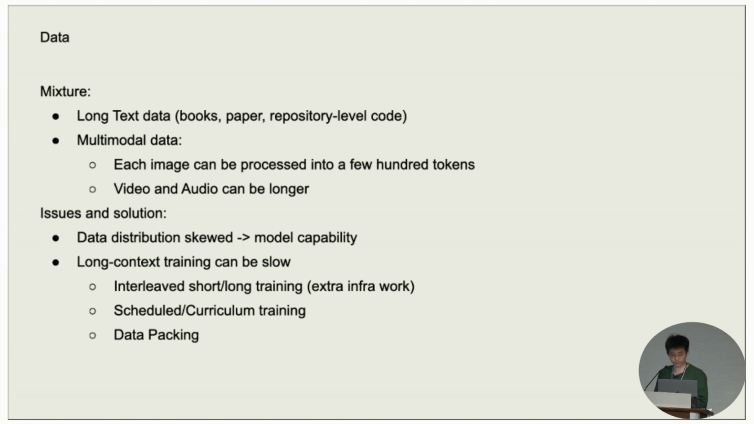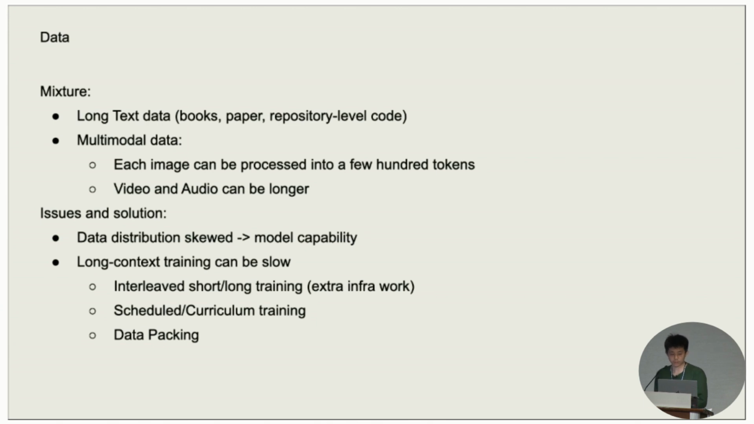So to train a long context model, usually we have 2 kinds of data. First is the long text data, which mostly includes books, papers, and also repository-level code that can scale to longer context than 128K from those sources. And we also have multimodal data, which, as I discussed at the very beginning, each image can be processed into a few hundred tokens. And video and audio modalities can scale the context to be even longer.